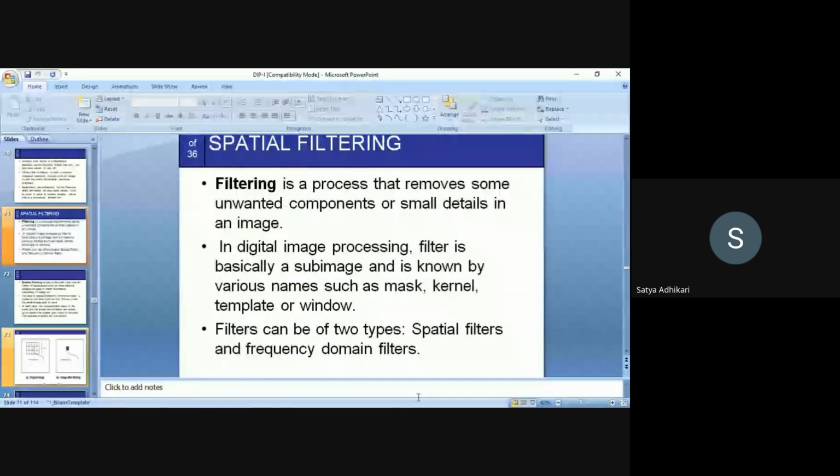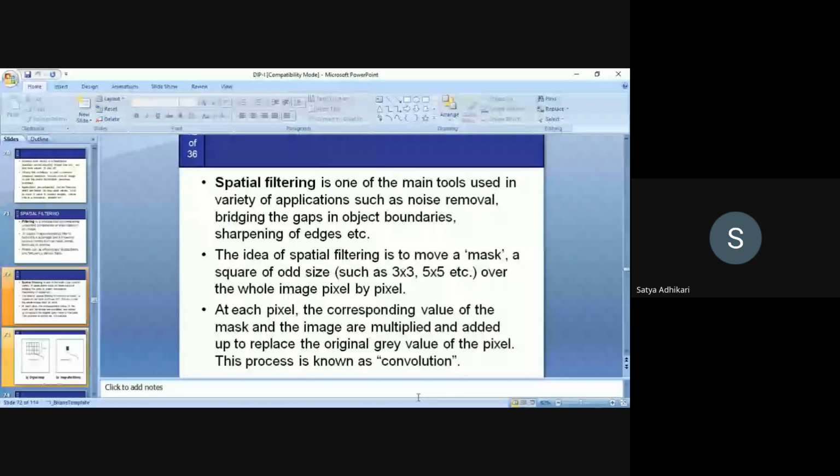It is of two types: one is frequency domain and the other is spatial domain. Spatial filtering is one of the main tools used in a variety of applications such as noise removal, bridging gaps, and sharpening object boundaries. These are the purposes of using a spatial filter: to remove noise; if there is any gap, some pixel missing between two pixels, you can bridge it; and sharpening of edges. In some images the edges are not clear or not properly given, so for that purpose spatial filtering is used.